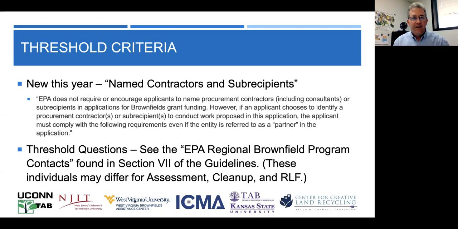With that said, that we aren't the ones that help you with that, I do want to point out one thing that's new this year, and that is the named contractors and subrecipients portion that has been added to the threshold criteria. And what that does is if you're going to actually name in your application who the contractor and subrecipients are, you are going to have to show that they have been procured through proper methods. And I put the quote in there because I think it's somewhat important. EPA does not require or encourage applicants to name procurement contractors. They're not asking you to do it. I'm not sure they even want you to do it. You can if you want, but there's a lot of extra hurdles. And if you do decide to do it, just really take the time to make sure that you've provided the information they need to make that okay. Next slide, please.